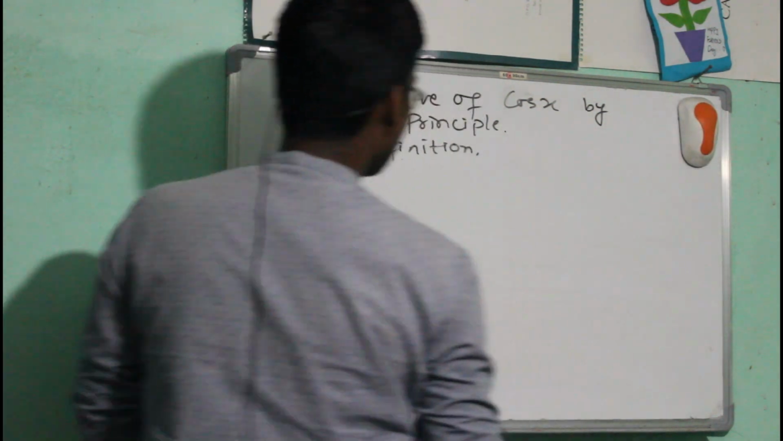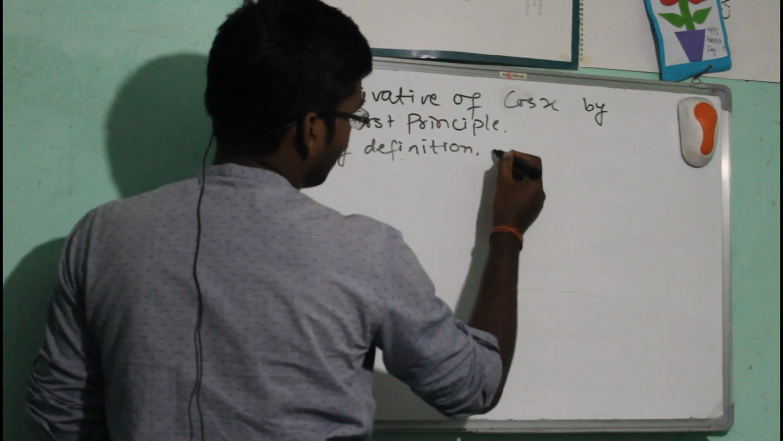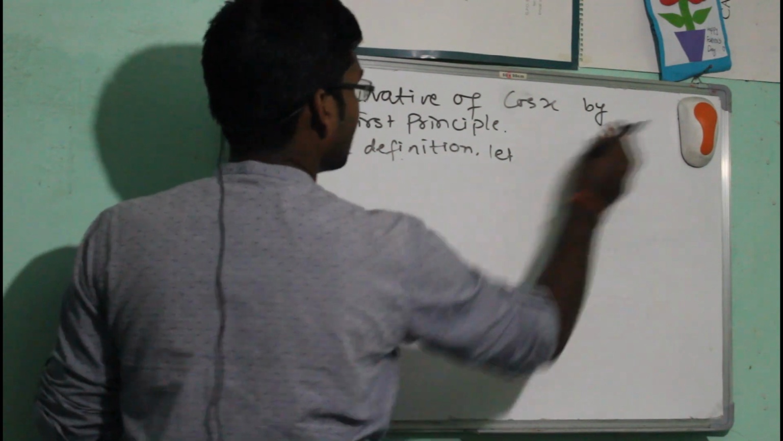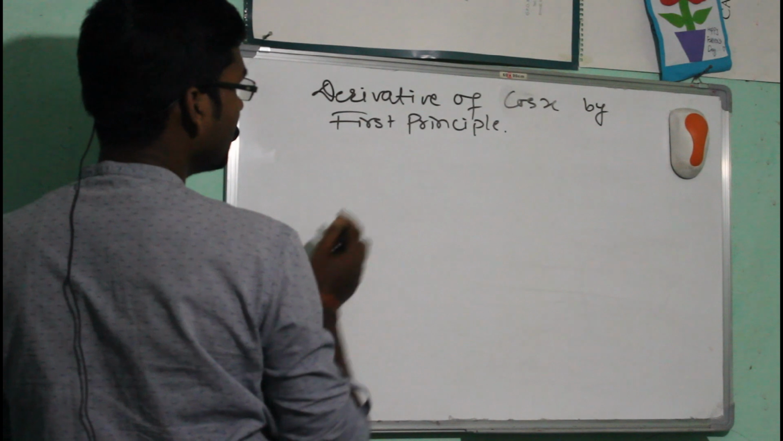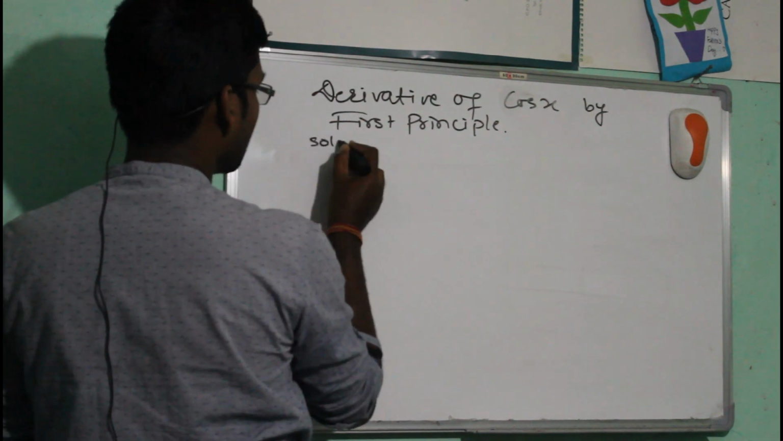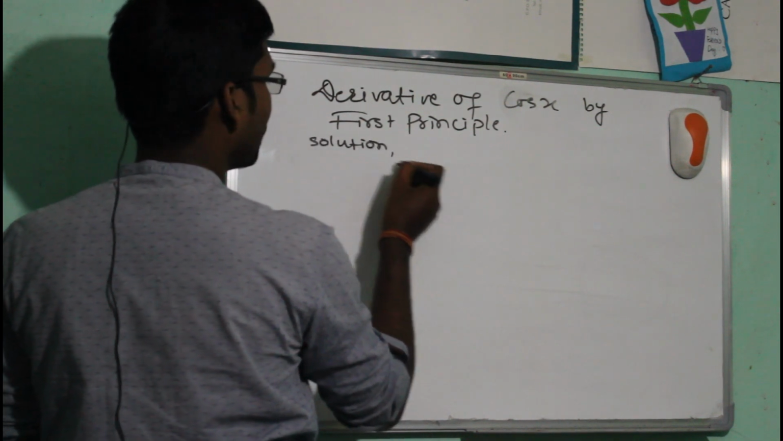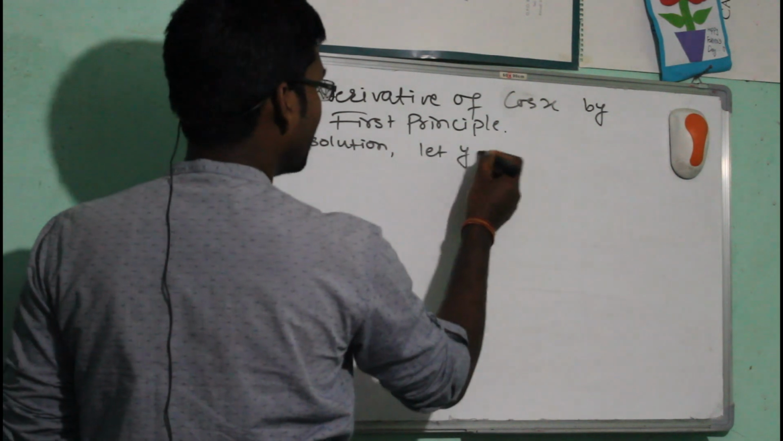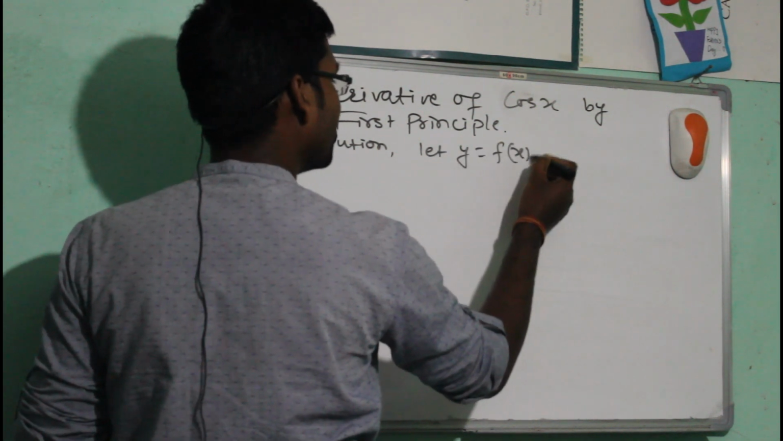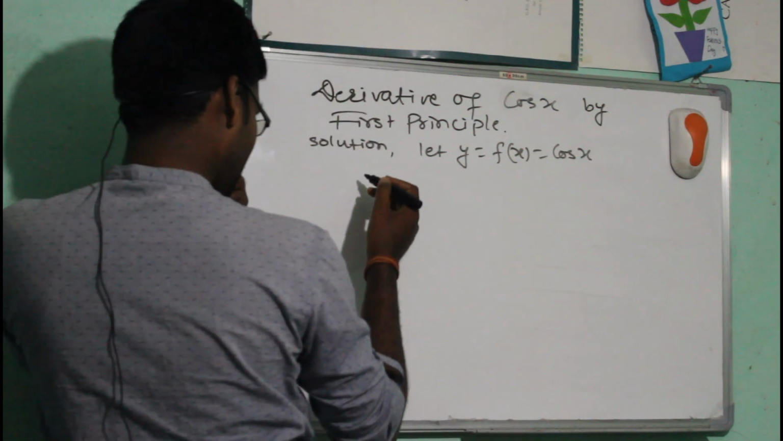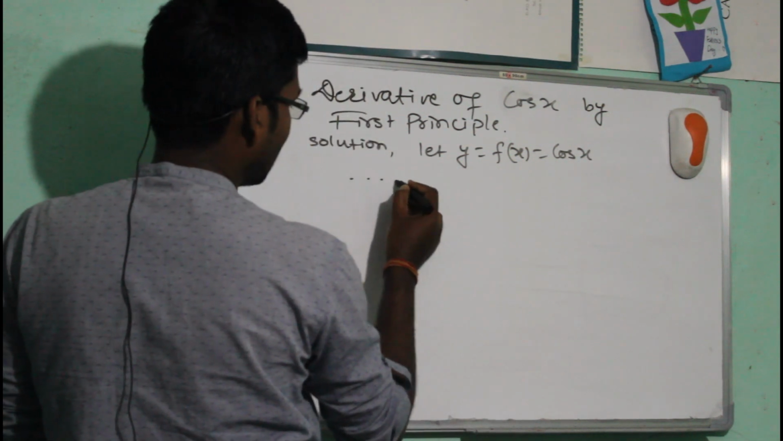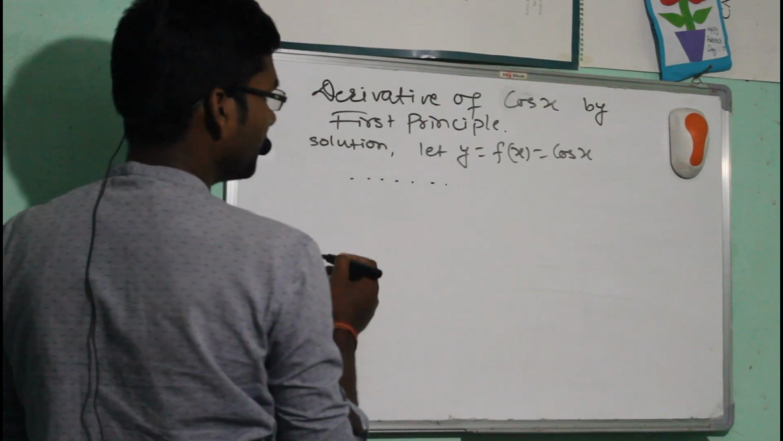Okay, so as before, you can write here. Let me clear this and okay. So next question. Let's solve this. So solution. Let here, as before, y equals f(x) equals cos x. Okay, so you can copy the language from the previous video.